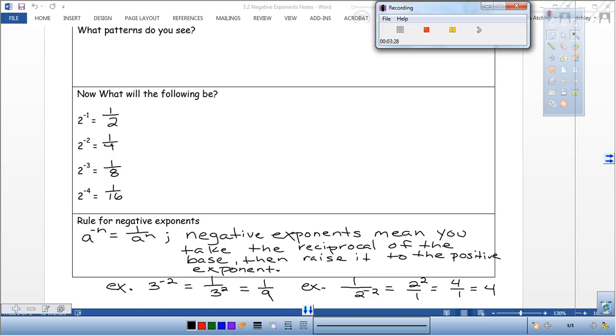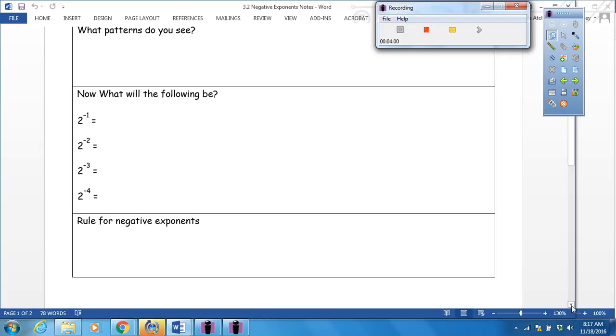Correct. Okay? When you have a negative exponent, it just means flip it upside down. The reciprocal, that's what a reciprocal is. And make the exponent positive now. Any questions over that? We're good? Okay, on the back, let's do a bunch of problems and see how we do.